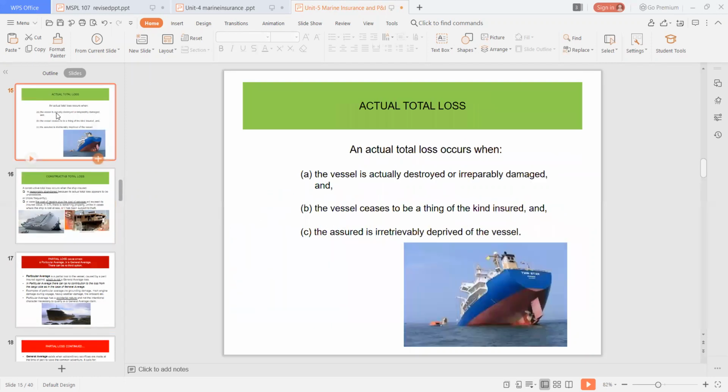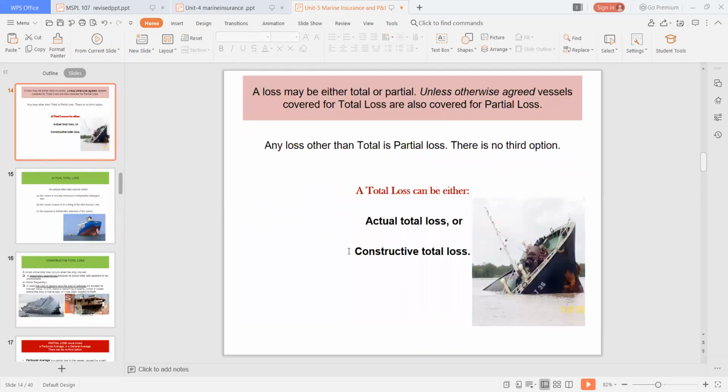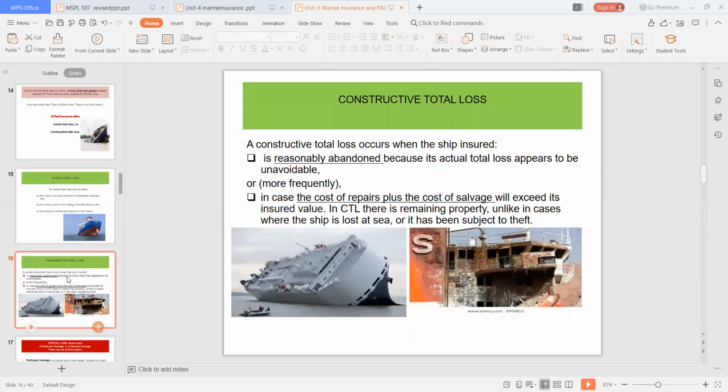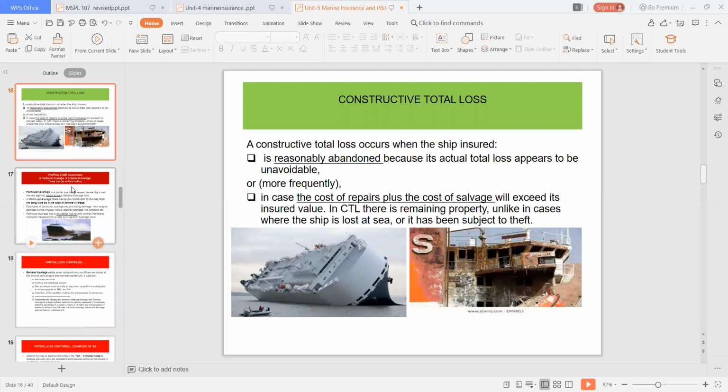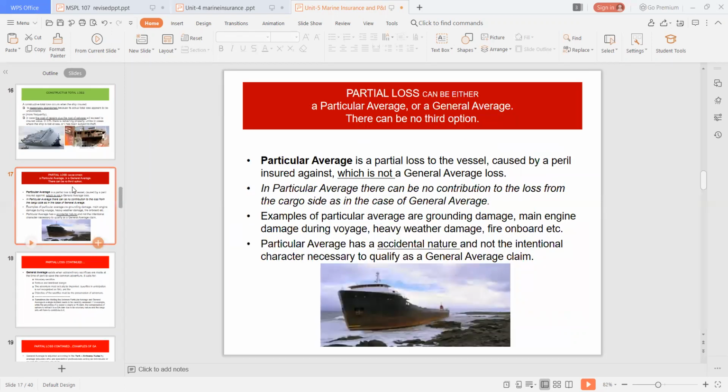See, this one is very important. Kindly note it down. They'll ask in the examination: total loss, actual total loss, constructive total loss. Yeah, partial loss also we've seen that.